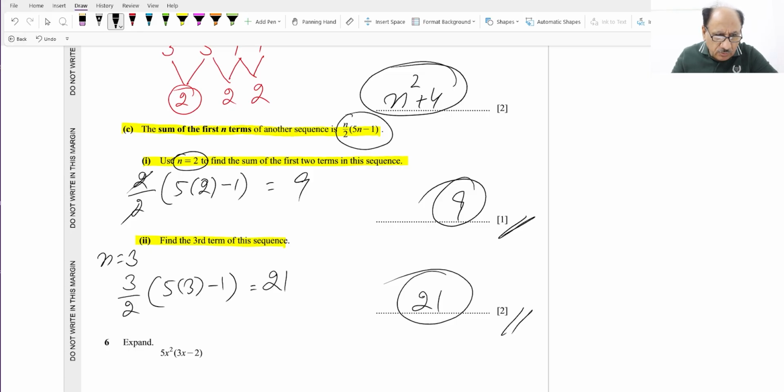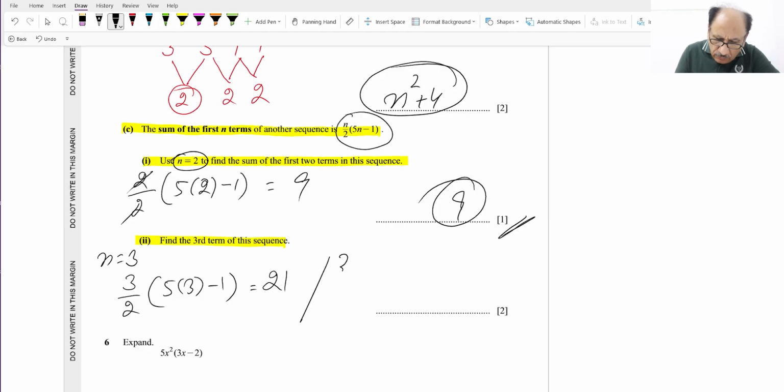Hopefully you understand this. They're saying find the third term in the sequence. Third term in the sequence will be, basically this will be the sum. 21 will be the sum, but we need to find the third term. So from the third term, we need to subtract the first two terms.